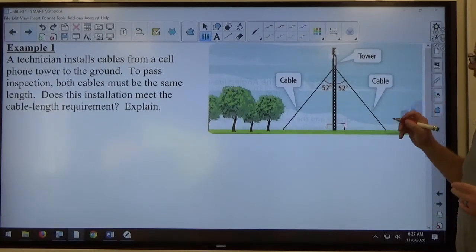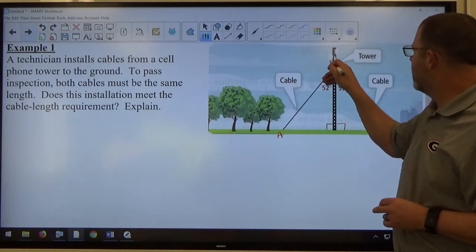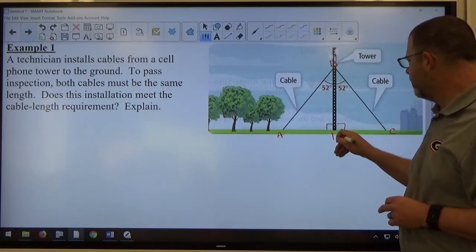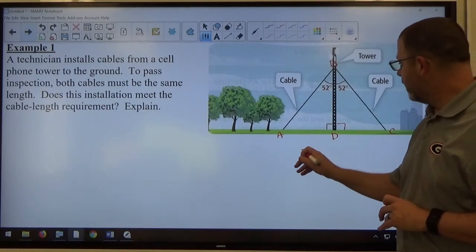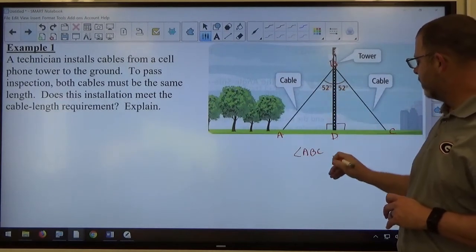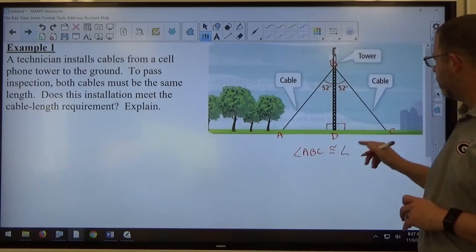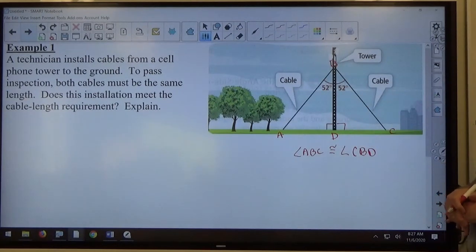So if I just start naming some stuff, let's just put some letters in here. Let's call this A, B, C, and D. Doesn't matter what letters you pick. And it says explain, so it's kind of like those show problems from yesterday. I want to demonstrate what I know. All right, so first off, I'm going to say that I know that angle ABD, which is this 52-degree angle, is congruent to angle CBD, which is that 52-degree angle.